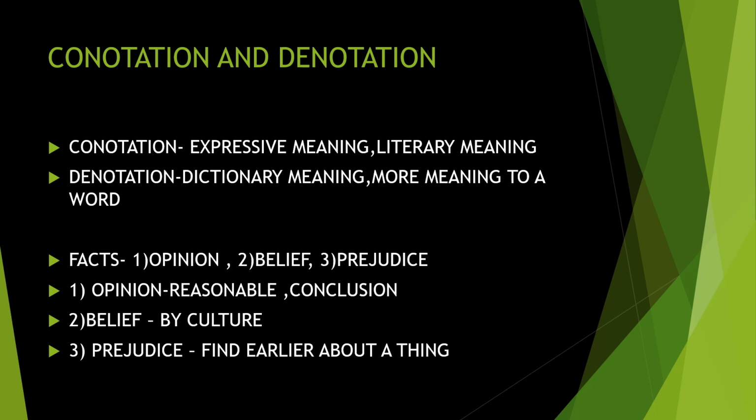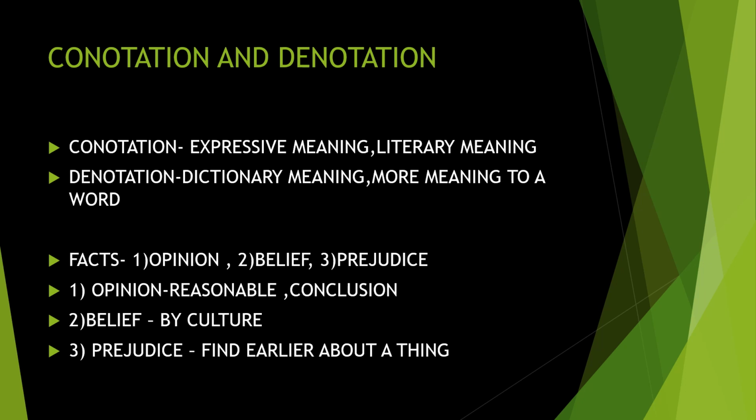Then facts. Facts means truths, and they can be of three types. One is opinion. Opinion means someone has an idea about it. Belief means an already existing thing, and prejudice means we have judged about it earlier itself. Facts are of three types: opinion, belief, and prejudice. Opinion is reasonable, meaning I have such and such reasons for it, and a conclusion is the opinion in that case. Belief means by culture we have a mindset.